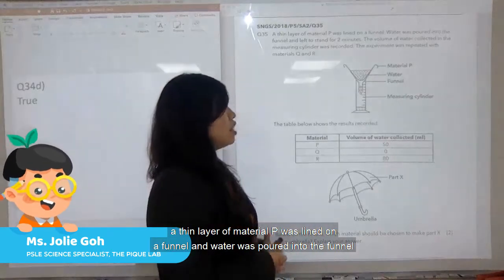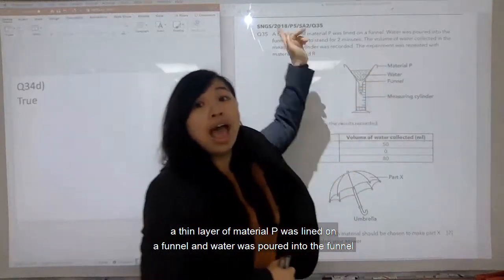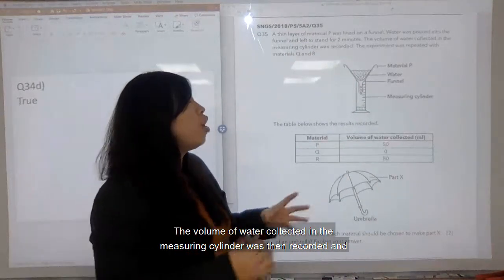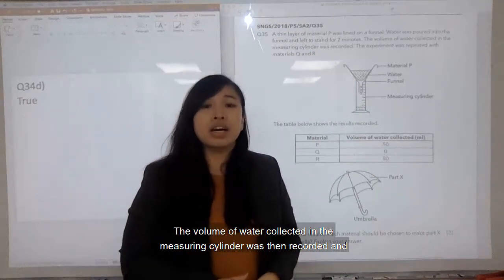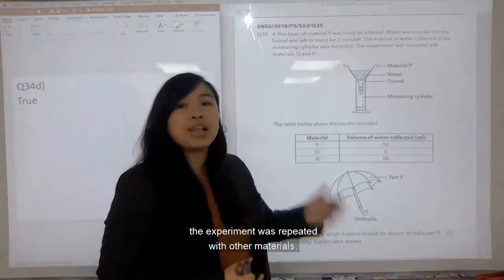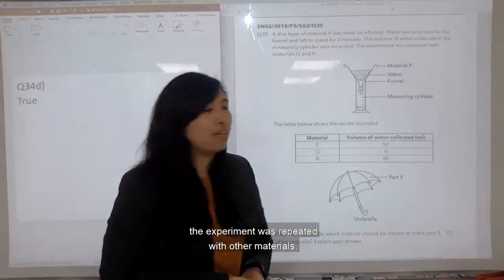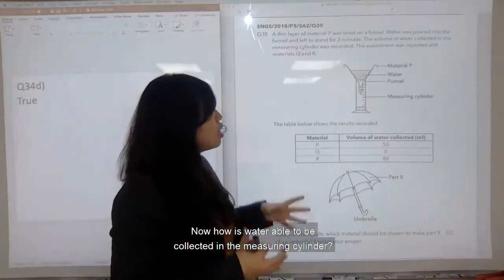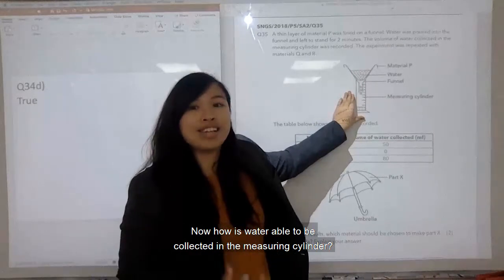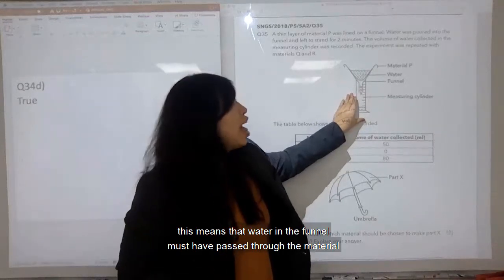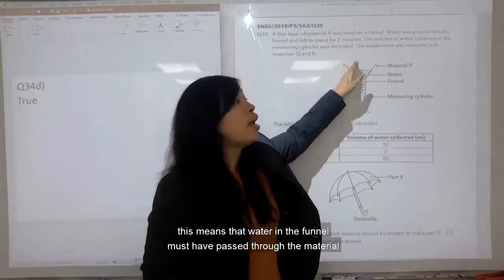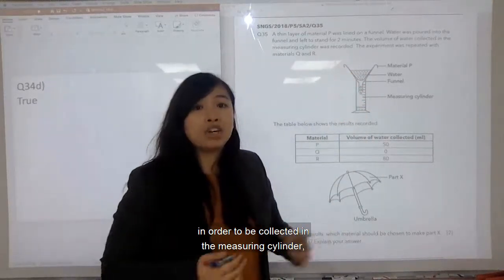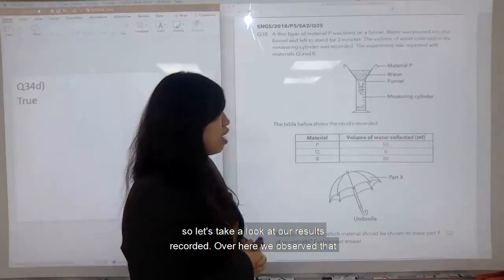A thin layer of material P was lined on a funnel and water was poured into the funnel and left to stand for 2 minutes. The volume of water collected in the measuring cylinder was then recorded and the experiment was repeated with other materials. Now before looking at the data, we're going to look at the setup first. How is water able to be collected in the measuring cylinder? This means that water in the funnel must have passed through the material in order to be collected in the measuring cylinder. So let's take a look at the results recorded.